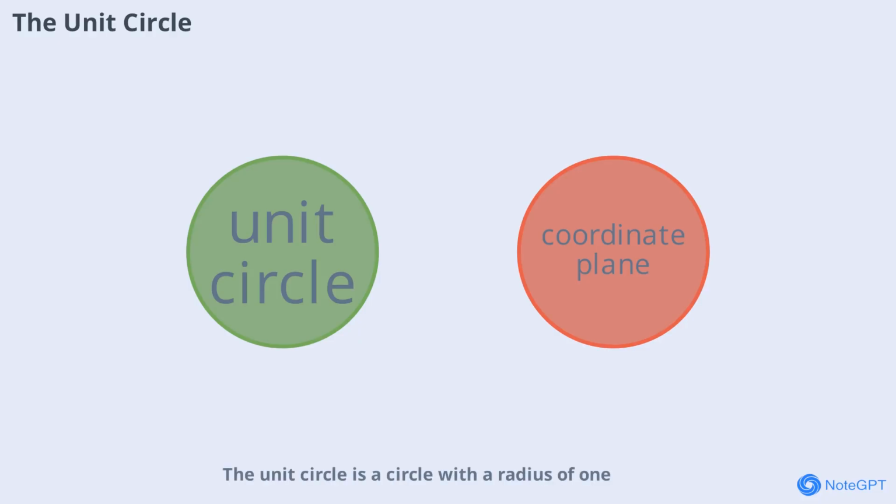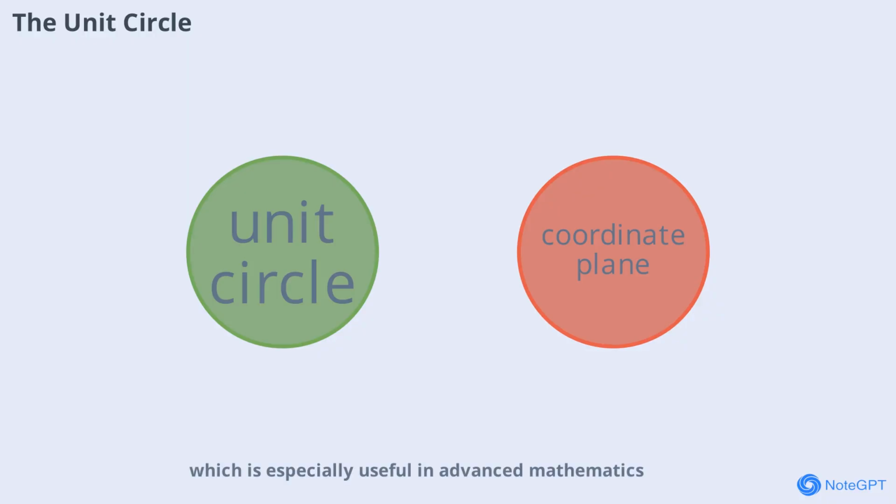The unit circle is a circle with a radius of 1, centered at the origin of a coordinate plane. It's a powerful tool for visualizing trigonometric functions and understanding how angles and ratios work together. The unit circle helps you see how sine, cosine, and tangent values repeat in cycles, which is especially useful in advanced mathematics.